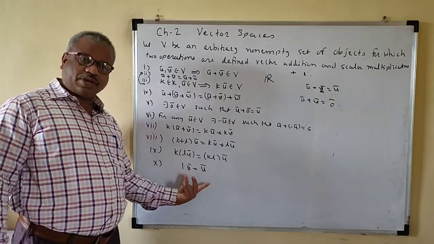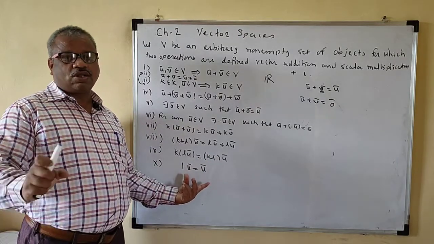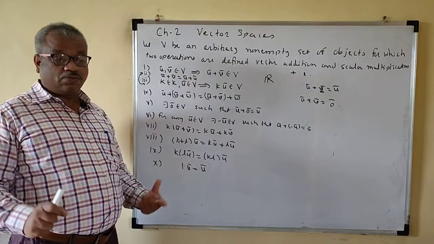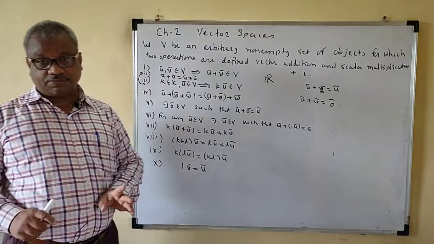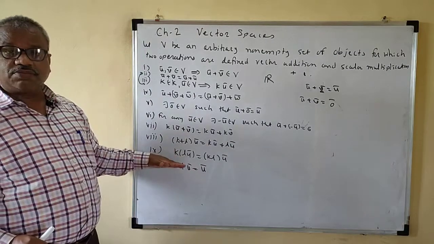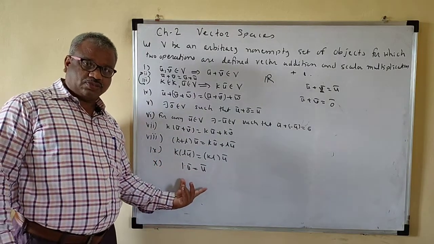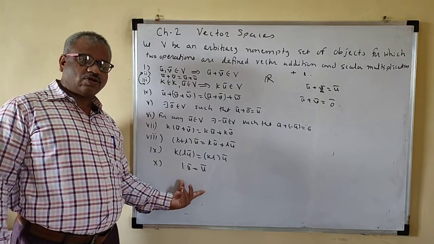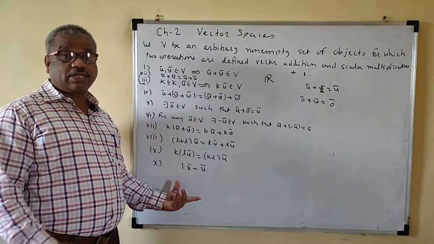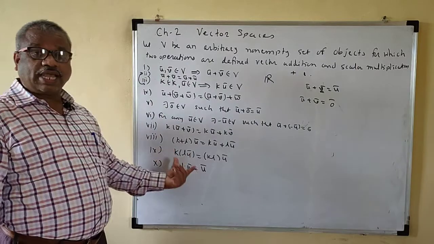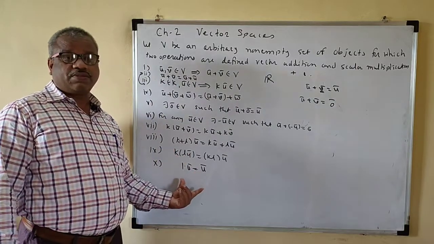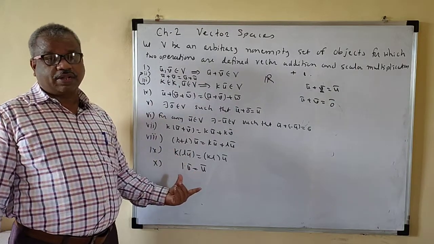See that this property looks very obvious, but it is not obvious. 1 into u bar is u bar looks obvious, but there are cases where the first nine axioms hold but the last axiom does not hold. So don't say it is obvious. Then V will not be a vector space.